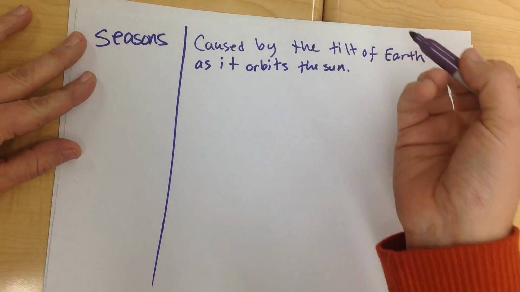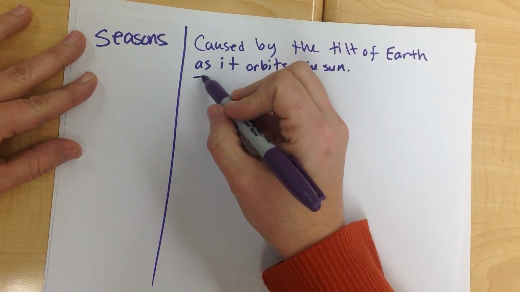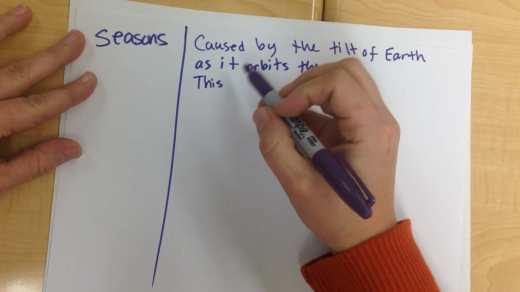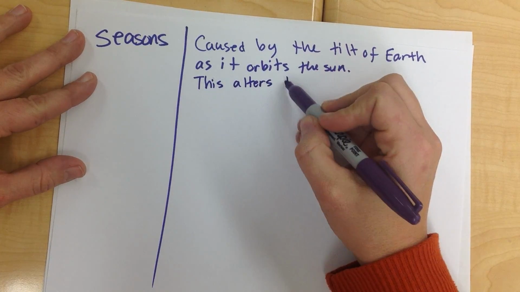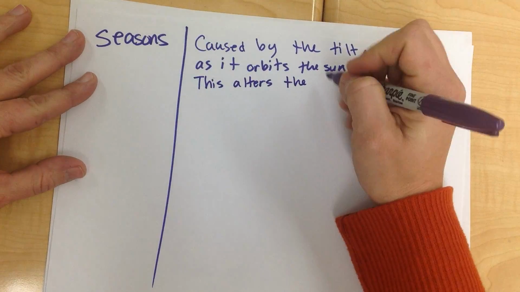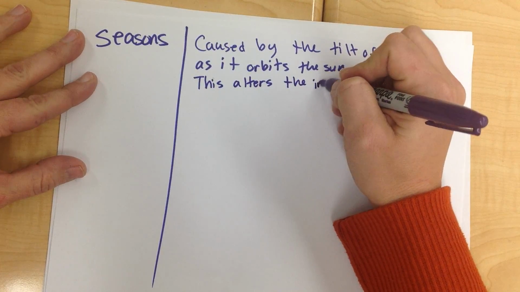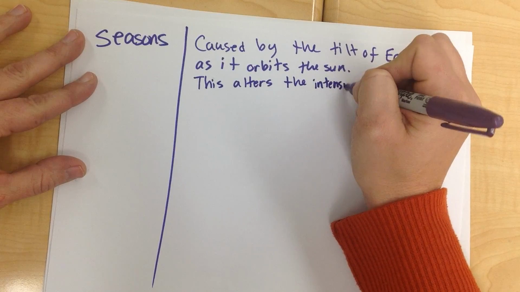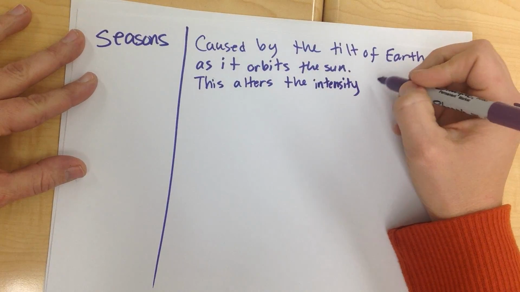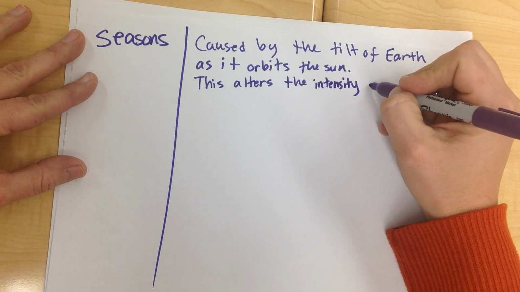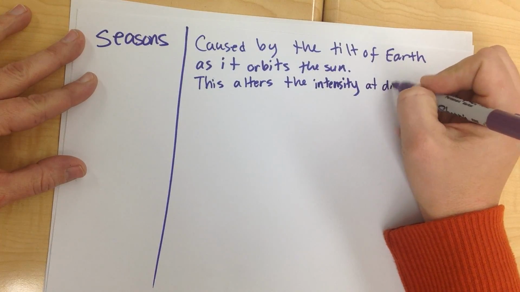So this tilt alters the intensity, so how bright the light is. So it alters the intensity at different locations.